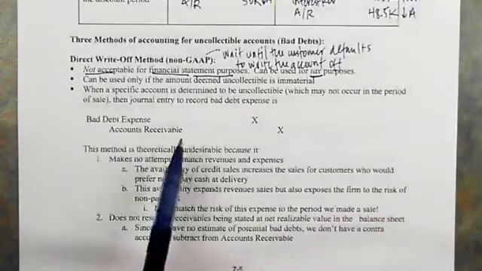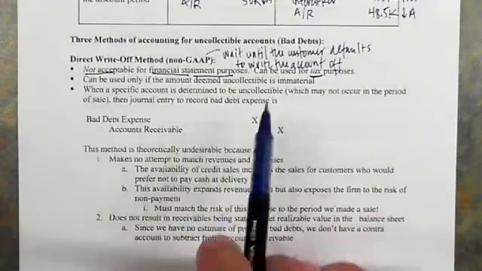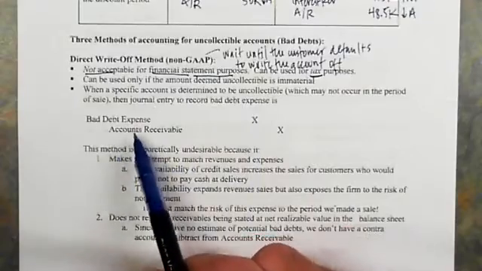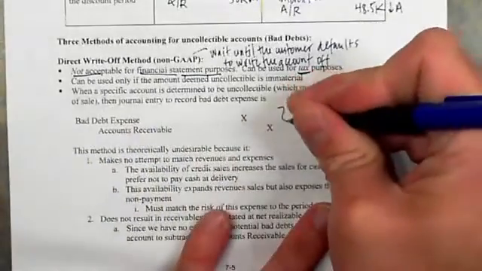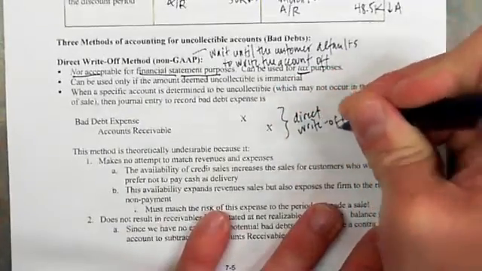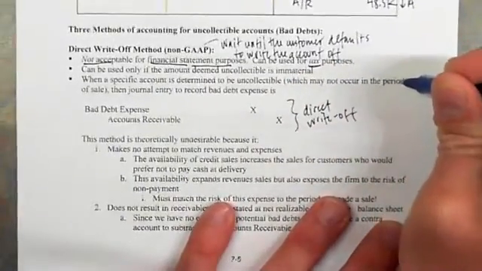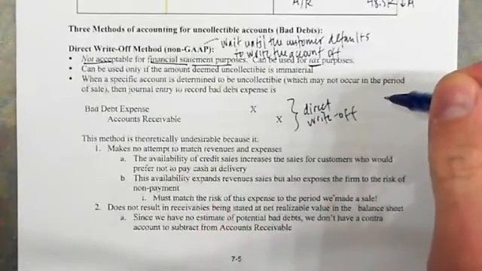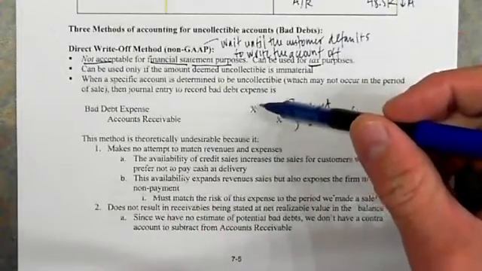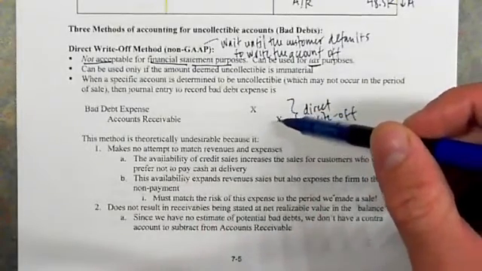So when the specific account is determined to be uncollectible, which may not occur in the period of sale, then the journal entry to record the bad debt expense would be a debit to bad debt expense and a credit to accounts receivable. Again, this is direct write-off. And notice that I stipulate it may not occur in the period of sale. So we might have sold something, say, in December and recorded accounts receivable and sales revenue. Then it comes to January, the person doesn't pay us, can't pay us, defaults on us. And then we record this bad debt expense in January and credit their account receivable in January.